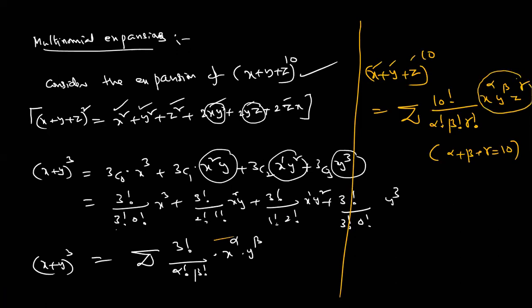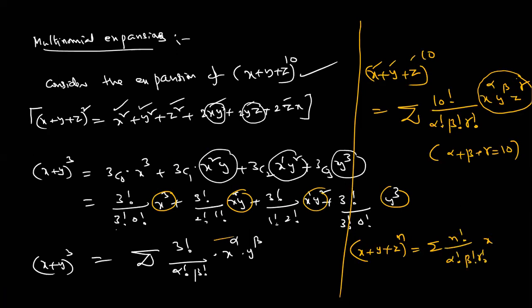What is the degree of this one? It should be 10 only. See carefully. Now generalization. Suppose x plus y plus z power n. Can you guess anyone? Sigma n factorial by alpha factorial, beta factorial, gamma factorial into x power alpha, y power beta, z power gamma. The sum of the degree is how much? Alpha plus beta plus gamma is equal to n.